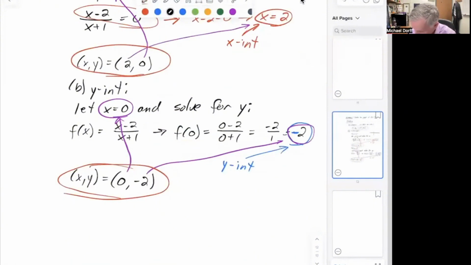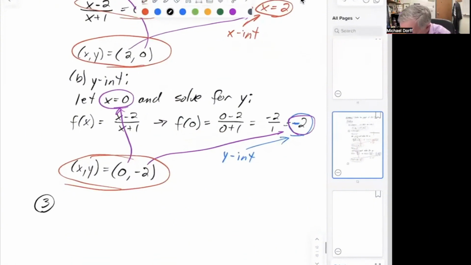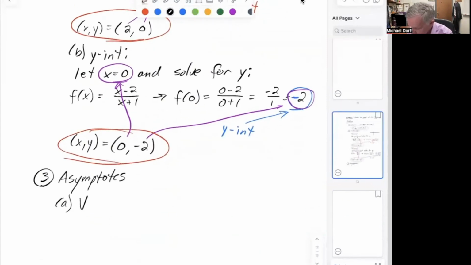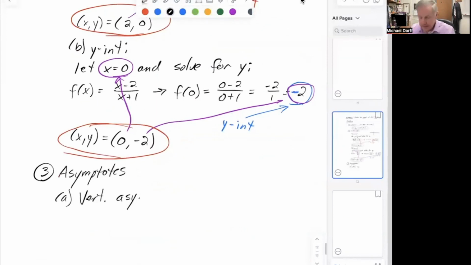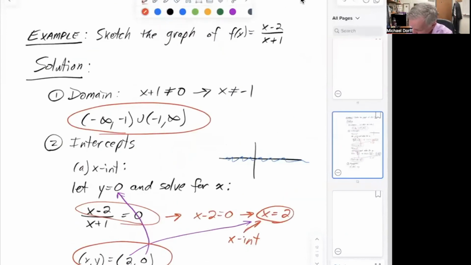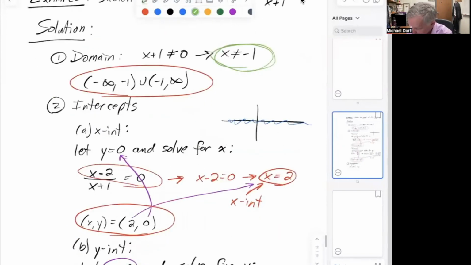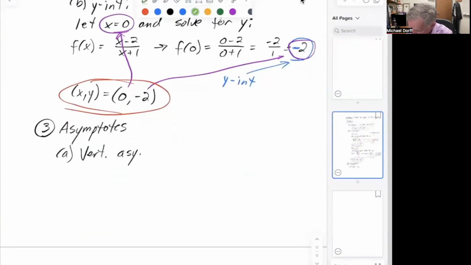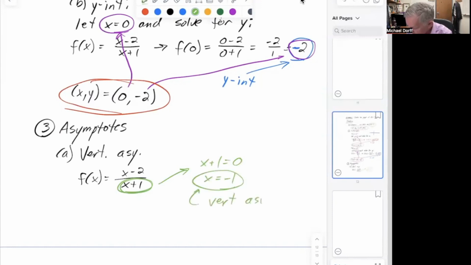All right, the third thing that we talked about looking at were the asymptotes. So we have vertical and horizontal asymptotes. We have a vertical asymptote where the denominator equals 0. And we saw earlier, let me do this in green here, that x cannot equal negative 1. So if I look at my original function, again, I have f of x equals x minus 2 over x plus 1. We would have a vertical asymptote where x plus 1 equals 0. So x equals negative 1. This is my vertical asymptote here.